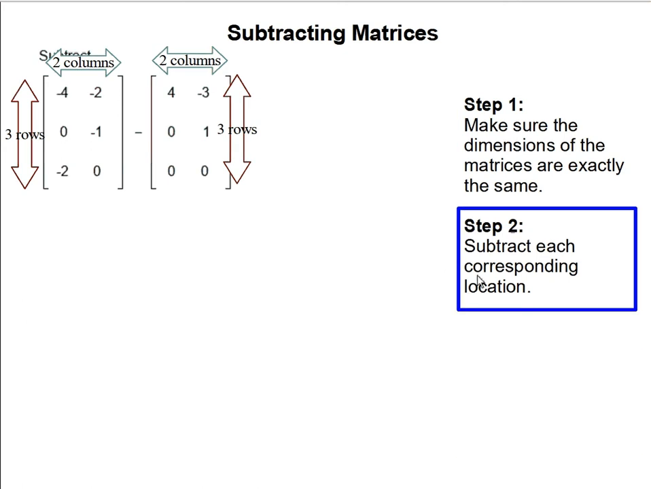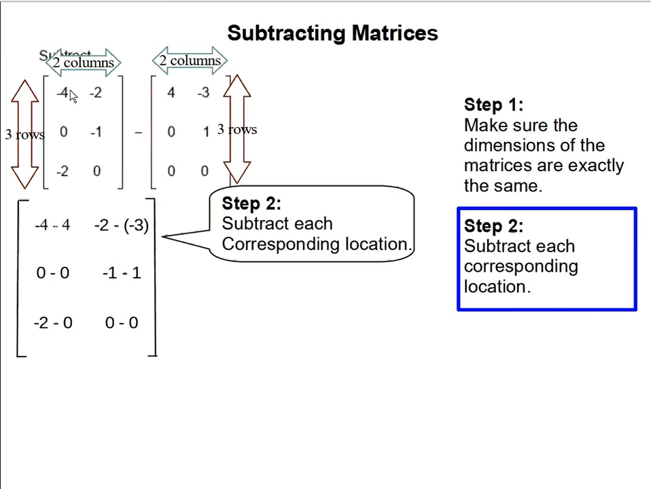Now all you have to do is subtract each corresponding location. So what does that mean? Since we're doing this matrix minus this matrix, you take this value and you subtract this value. And that's how I got this. So -4 minus 4. You do that for every single location.